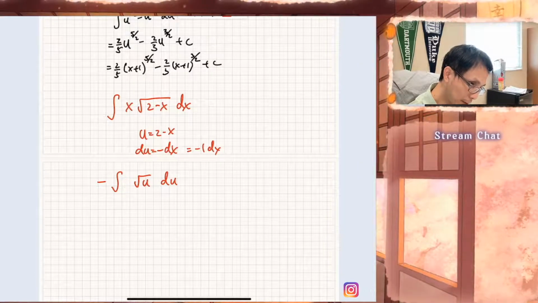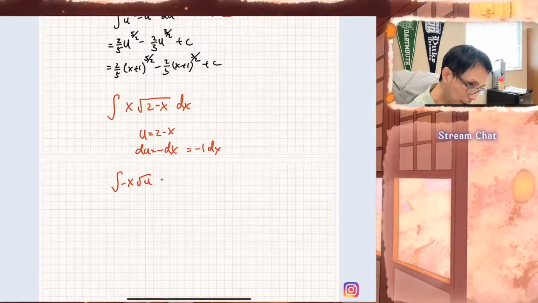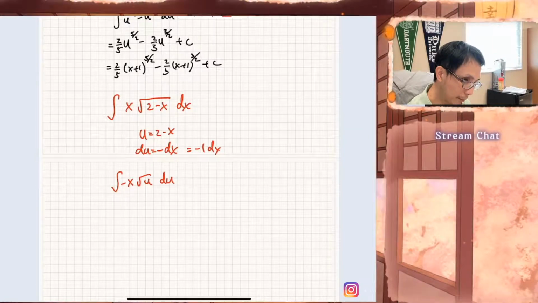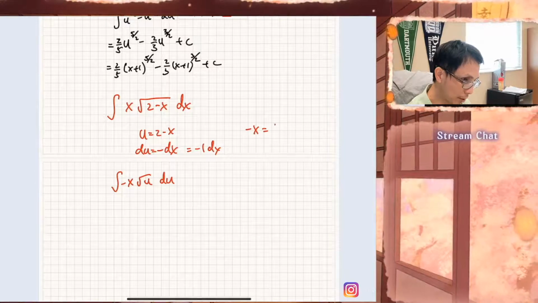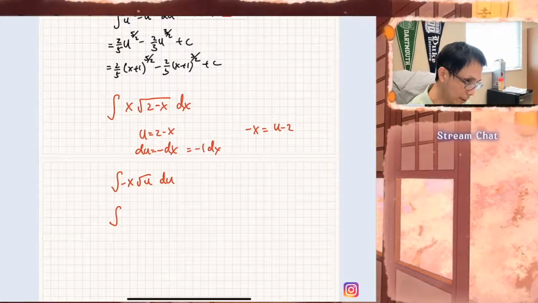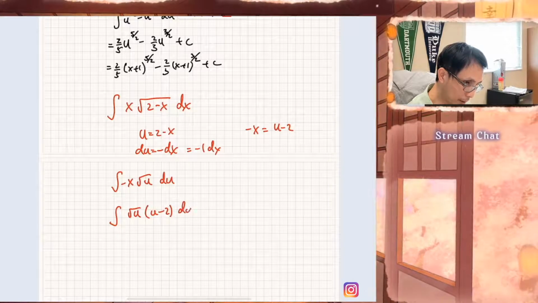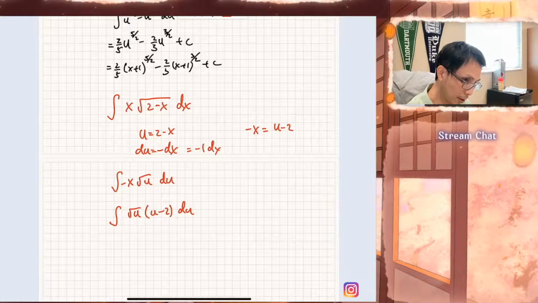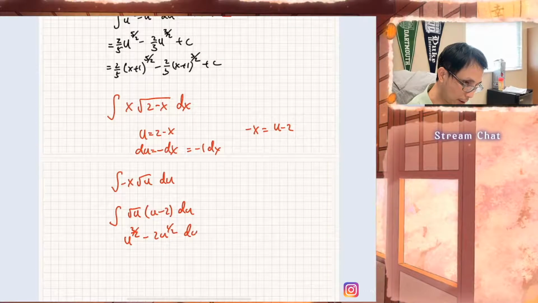So you can do it like this. Of course, you can say negative x square root u du. That's fine too, because you can evaluate this, right? Evaluate negative x, which is equal to what? u minus 2, right? Does that make sense? So it'll be square root u times u minus 2 du. Does that make sense? So there's u to the 3 over 2 minus 2u to the 1/2 du.